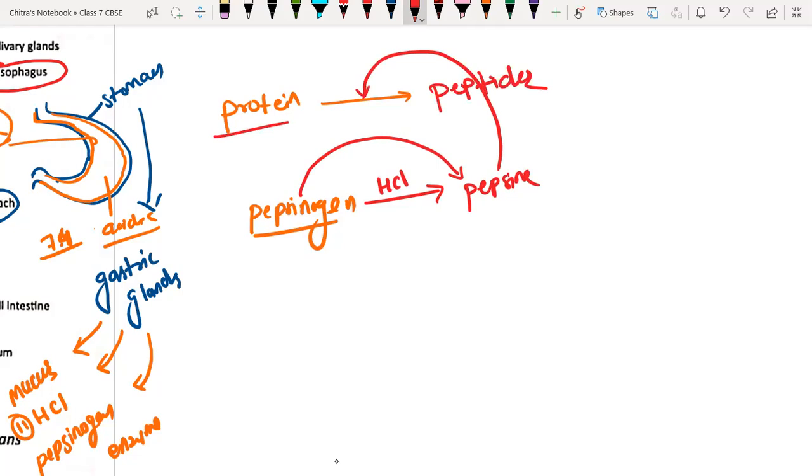Okay, so protein is a complex and peptides are the simple form of the protein. Okay, everyone. So what is the main role of pepsin? It helps in digestion of protein, and protein gets digested and broken down into a simpler form, in peptide form. So this is the main work that takes place in the stomach.